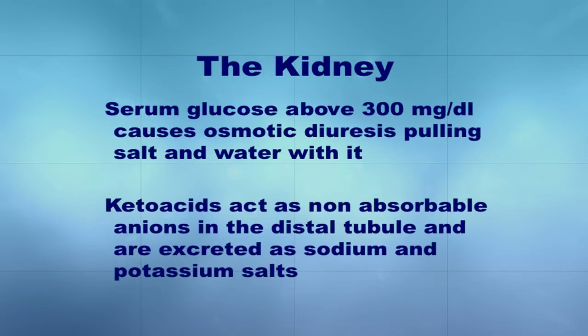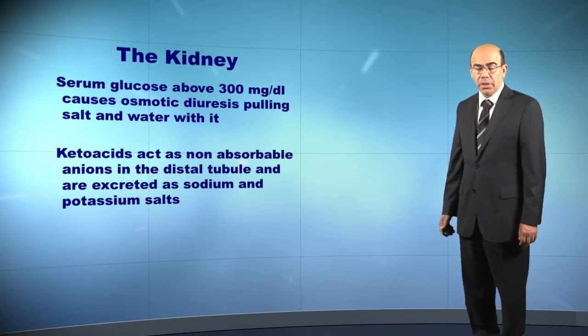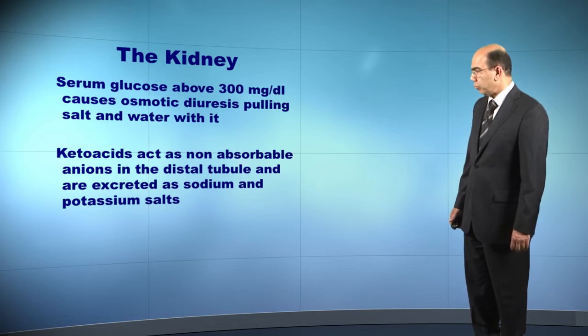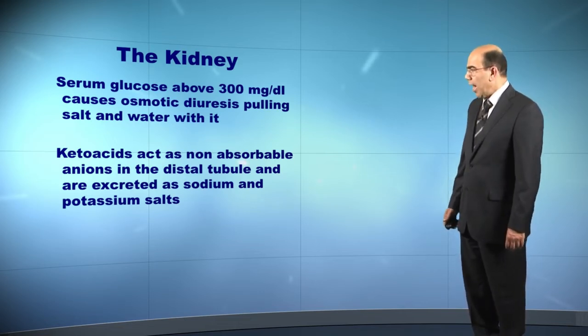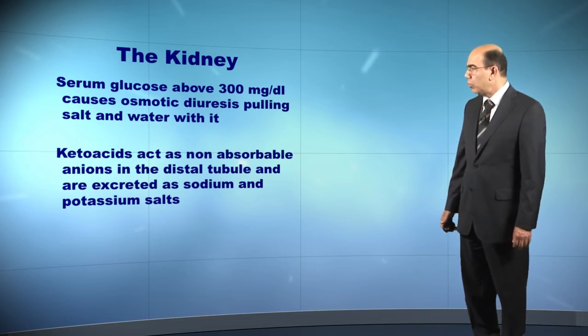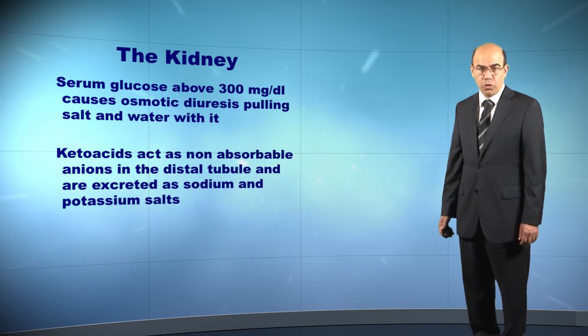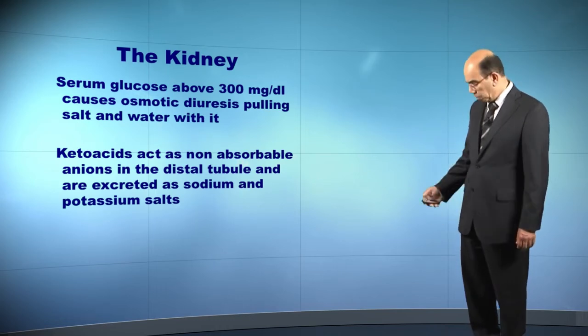The kidney is a major organ in the body, and it is very important in the pathogenesis of DKA. Serum glucose above 300 causes osmotic diuresis, and with it, it pulls salt and water. This causes dehydration and electrolyte abnormalities. Keto acids as well act as non-absorbable ions in the distal tubules and are secreted as sodium and potassium salts, hence contributing to the deficiency of total body potassium and sodium.